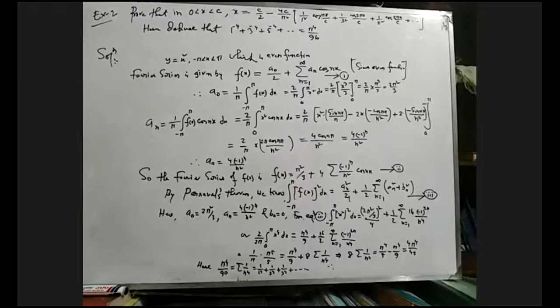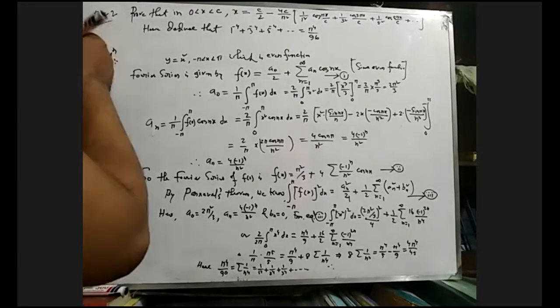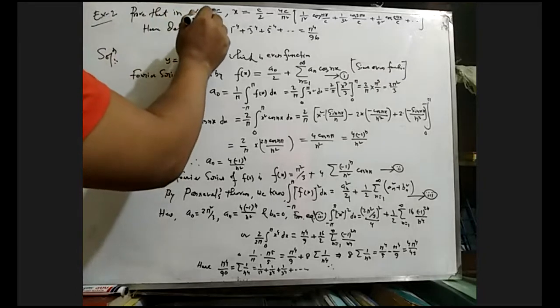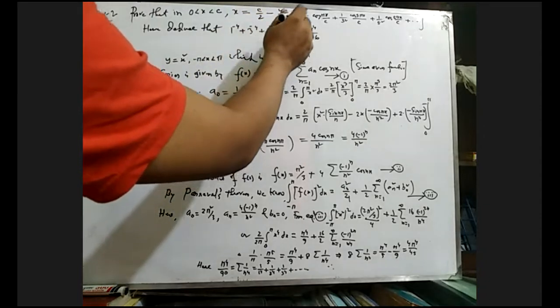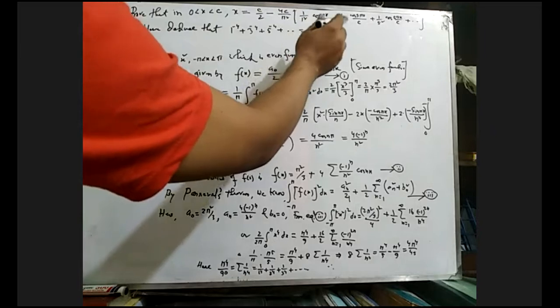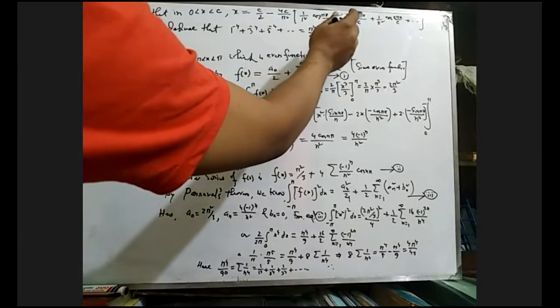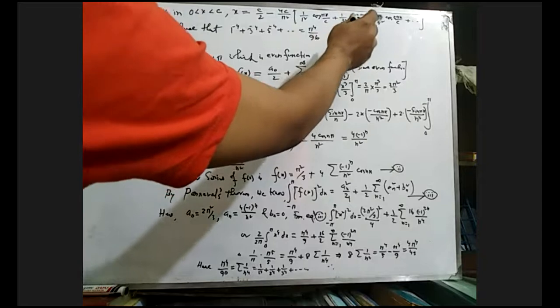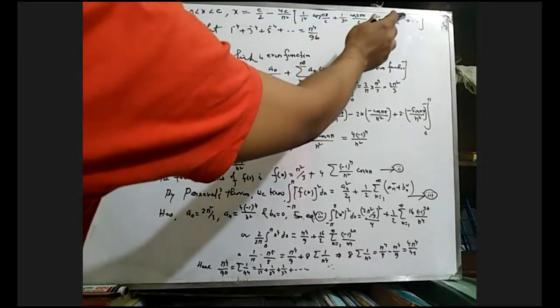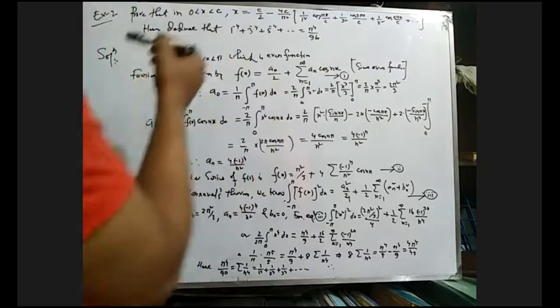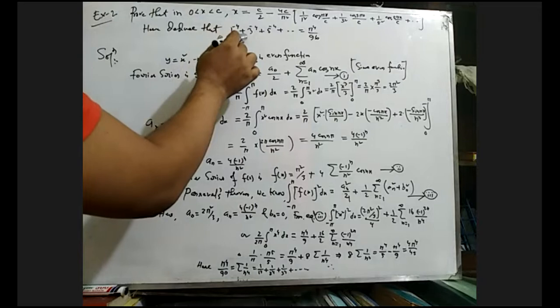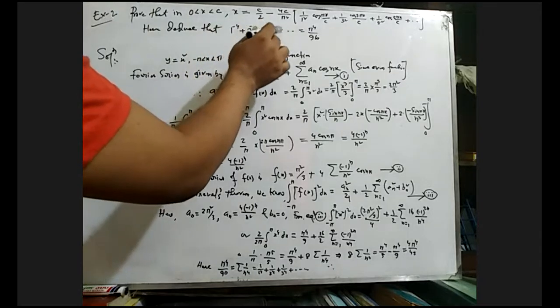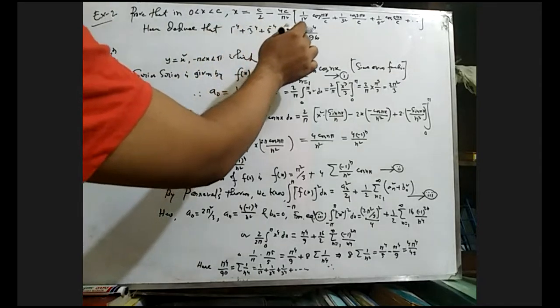Okay, another example, example 2. Prove that in 0 to c, that means the half range interval, x equals c by 2 minus 4c by pi square, in brackets, 1 by 1 square cos pi x by c plus 1 by 3 square cos 3 pi x by c plus 1 by 5 square cos 5 pi x by c plus and so on. And hence deduce that 1 by 1 to the power 4 plus 1 by 3 to the power 4 plus 1 by 5 to the power 4 plus and so on to infinity equals pi to the power 4 by 96.